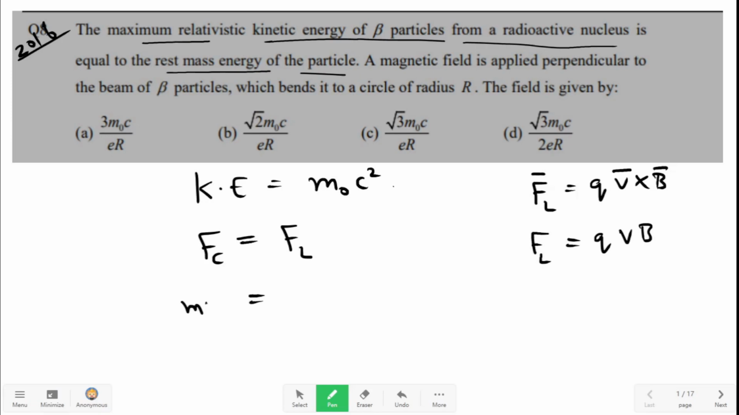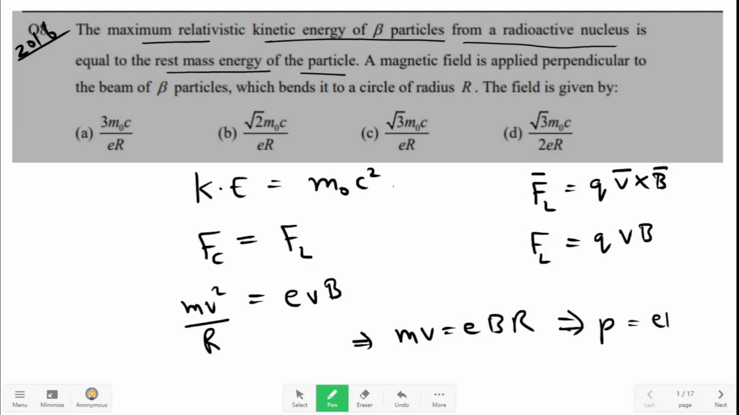Centripetal force is mv square by r, which is equal to Q, here charge is E, into V into B. From here we can write mv is equal to EBR, or we can say P is equal to EBR. Let us name it equation 1.